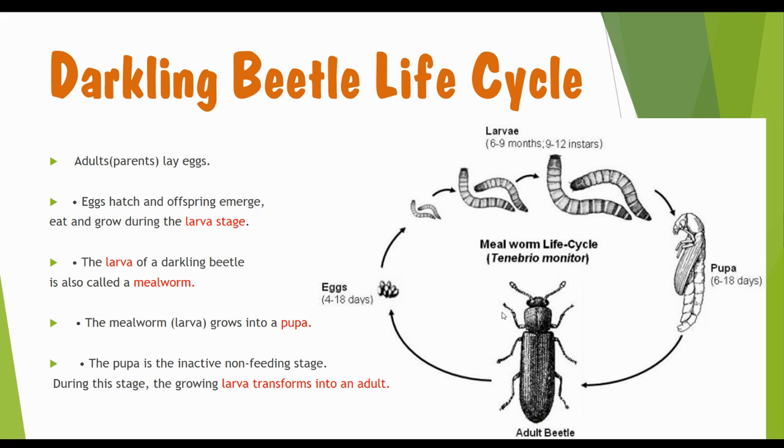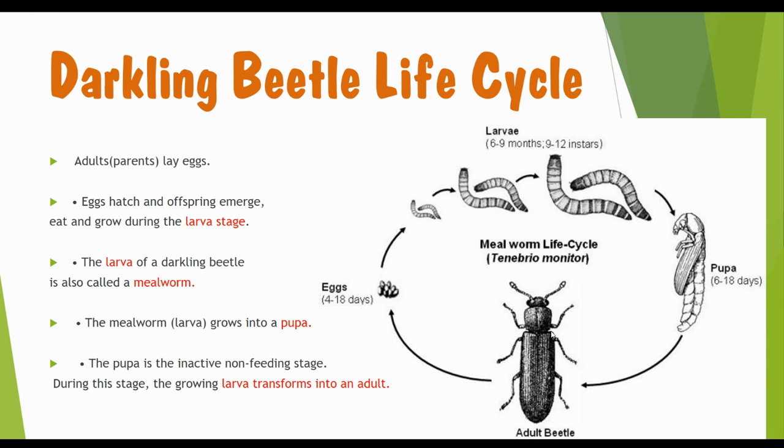Then we have the darkling beetle life cycle. As I see the life cycle, I can already see an egg stage, a larva stage, just like the butterfly, the pupa stage, and the adult. I can already see there's 4 stages. I also notice a complete change from the egg to the larva to the pupa to the adult. So that already tells me this is a complete metamorphosis.